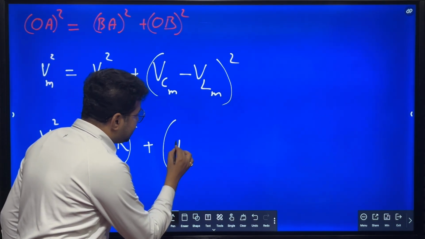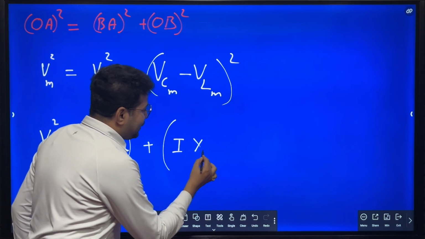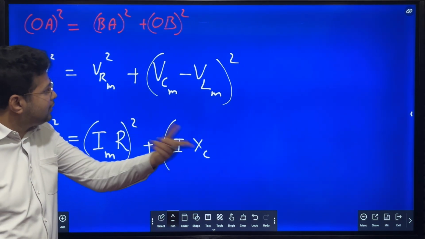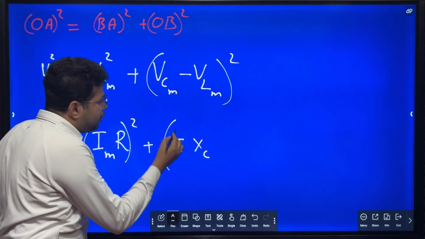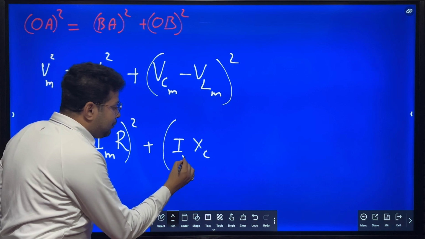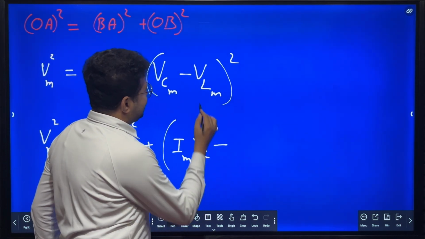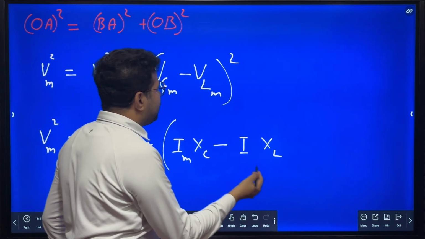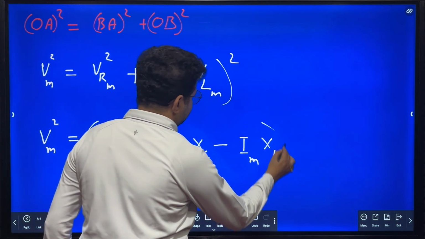Voltage across capacitor is equal to current across capacitor into capacitive reactance. What is its maximum value? Maximum value is given by maximum current into capacitive reactance. Okay. Minus what is VL? VL means I into XL. What is its maximum value? IM into XL, whole square.